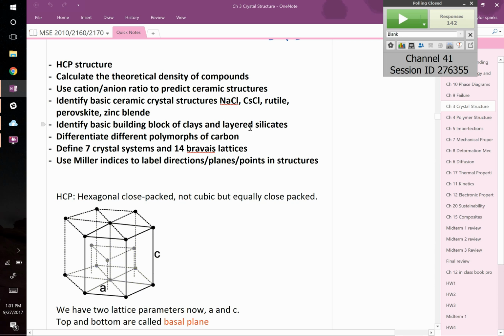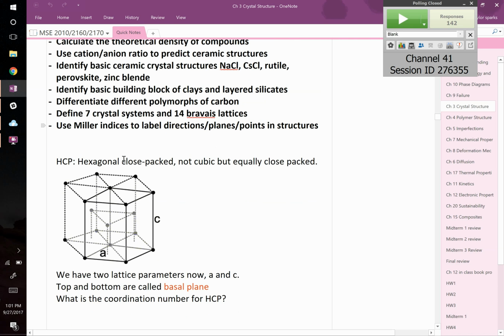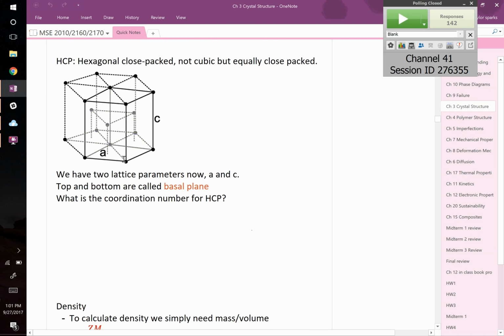We'll briefly talk about silicates and the basic building block of all silicate structures, which are kind of complex. And hopefully by the end of class, we'll have time to get into the different crystal systems and even use Miller indices to label directions and planes and so forth. So let's start with HCP. HCP stands for hexagonal close packed.